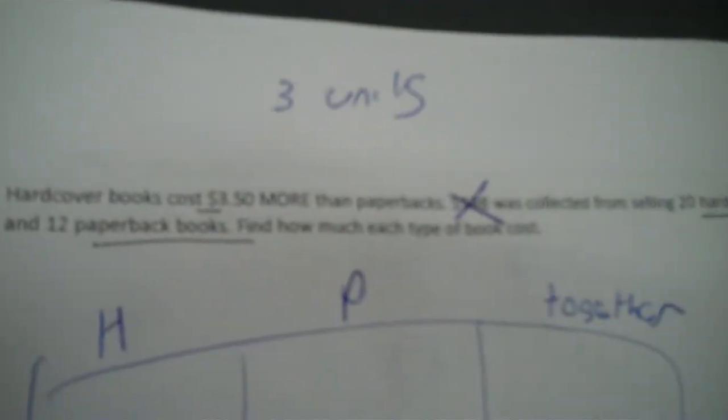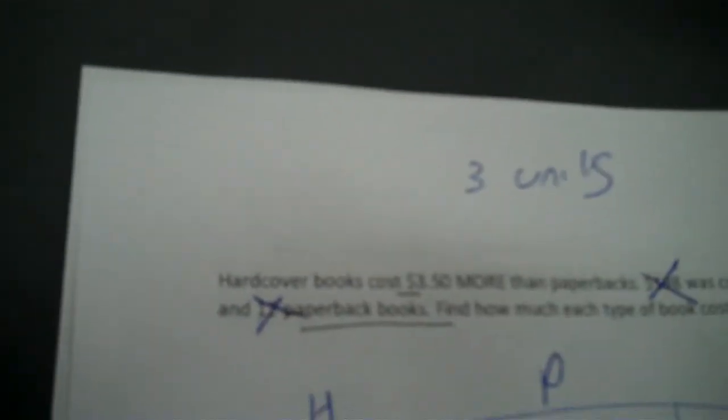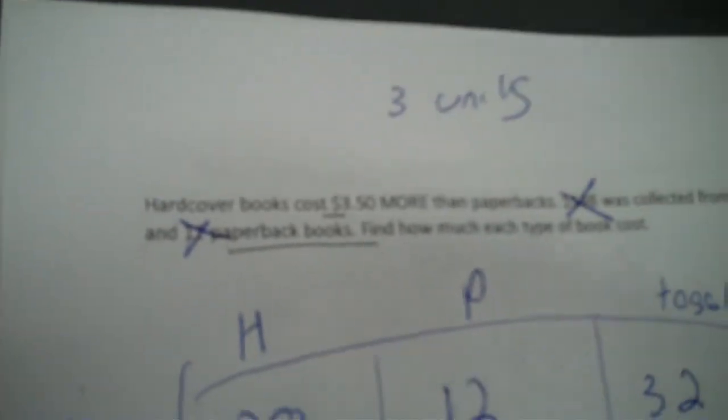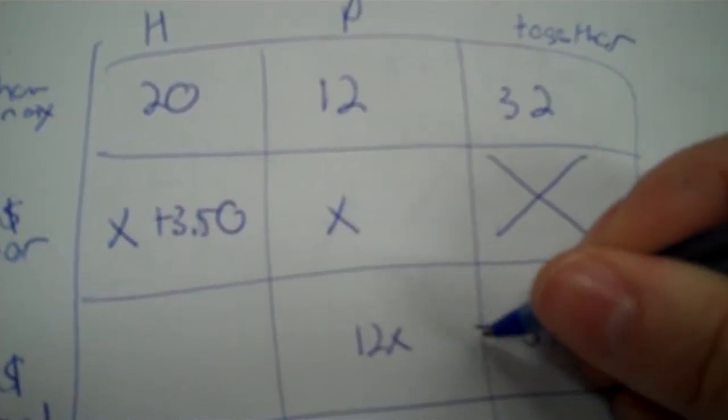Find me some numbers that have nothing to do with money. Well, 20 hardcover, there you go. 12 paperbacks. So 20 plus 12 is 32. Now, you know the hardcovers cost $3.50 more than paperbacks. So you can use X for both of the unknowns, and you're allowed to put plus $3.50 with your hardcover. So multiply 12 times X is 12X. The equals goes here. Then here I distribute 20 to X and 20 to 3.50. Put that in parentheses. So that's 20X.